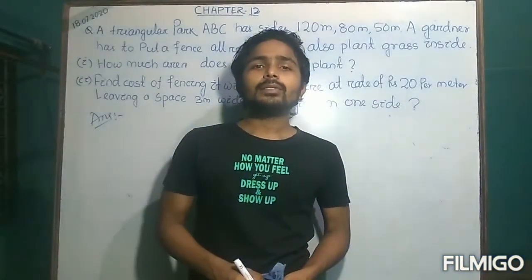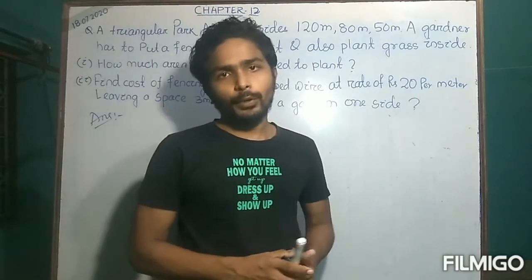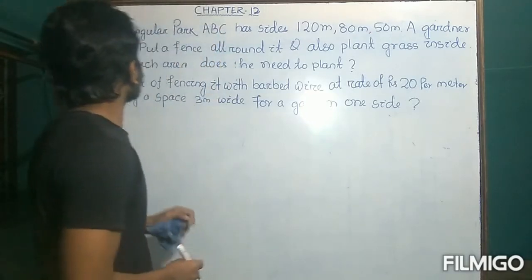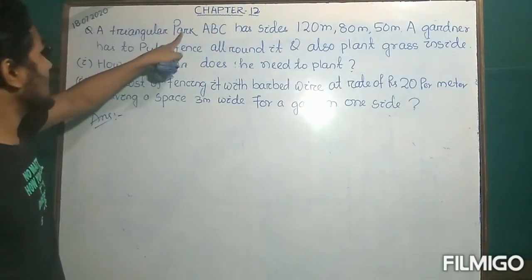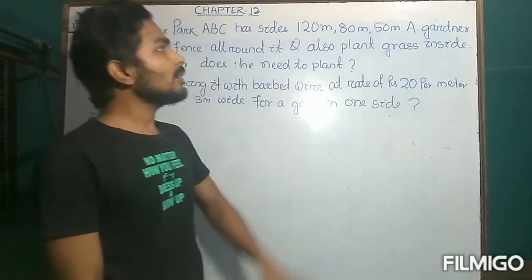Hello students, so today we will discuss some other problems from exercise 12.1. So here is the question. A triangular park ABC has sides 120 meter, 80 meter and 50 meter.